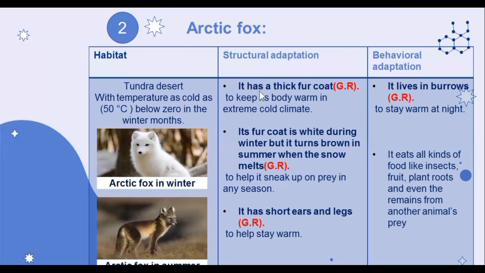Structural adaptation. It has a thick fur coat to keep its body warm in extreme cold climate. Its fur coat is white during winter, but it turns brown in summer when the snow melts, to help it sneak up on prey in any season.